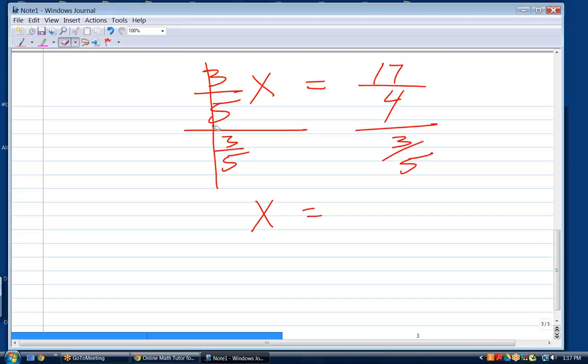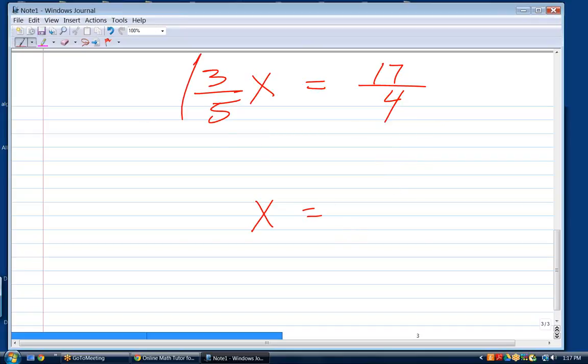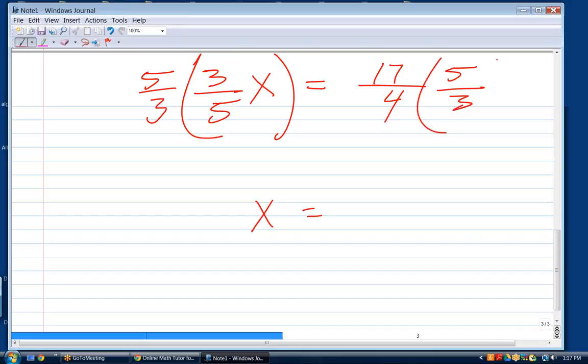But the better way to look at this is, instead of dividing by 3/5, how about we multiply both sides by the reciprocal to begin with? See why that gets rid of the 3/5? Yeah, because the 5's cancel, the 3's cancel, and I'm left with x. Now, on this side over here, I can't really do much with that.